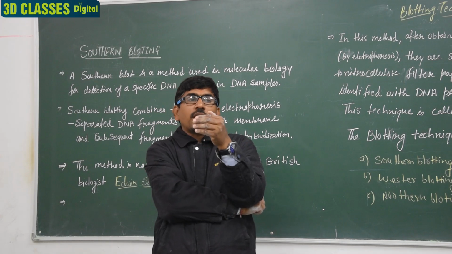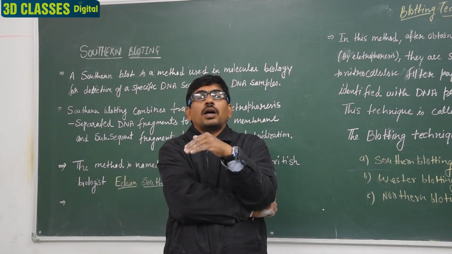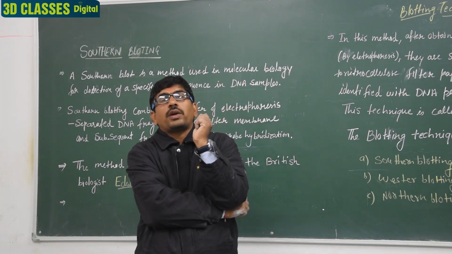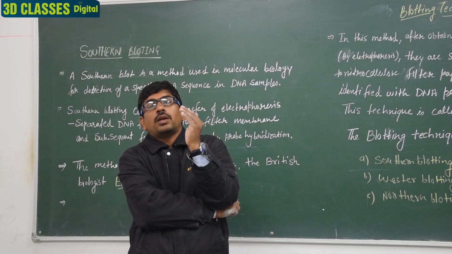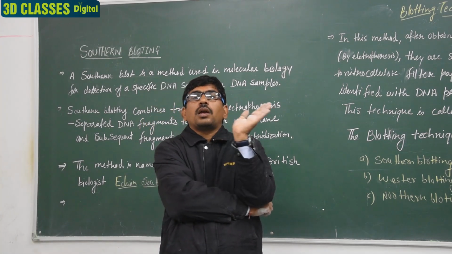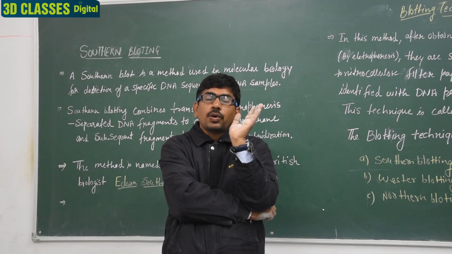If this process occurs for DNA, that is Southern blotting; if it occurs for RNA, it is Northern blotting; and if it occurs for protein, it is Western blotting. There are three types of blotting: Southern, Northern, and Western. Southern for DNA, Northern for RNA, and Western for protein. Clear?